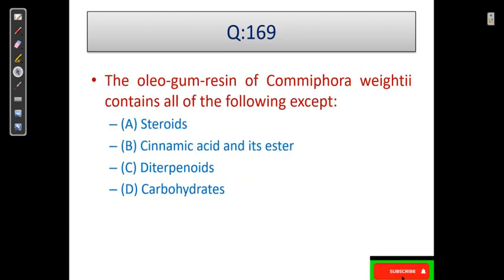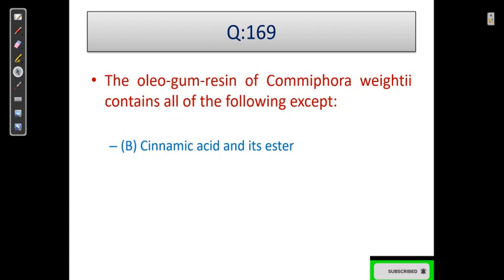The oleogum resin of Commiphora wightii contains all of the following except steroids, cinnamic acid, ester, diterpenoids, or carbohydrates. So we can say it does not contain cinnamic acid and its ester.